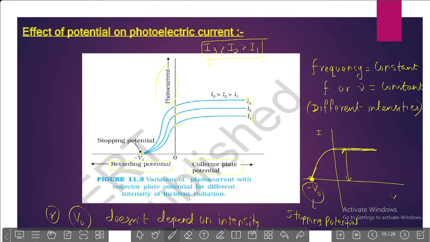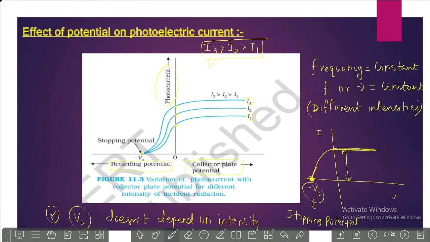Now another graph we'll do. We'll try to understand how stopping potential depends on another factor. It depends on frequency. In another graph we'll see the effect of frequency. So here you understood one point: stopping potential does not depend on intensity. Clear?